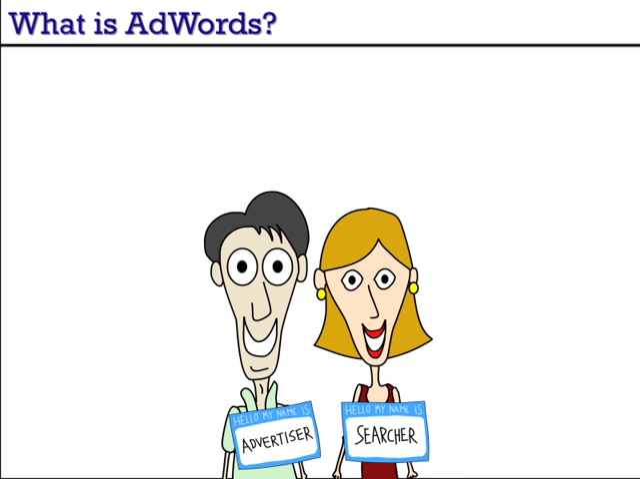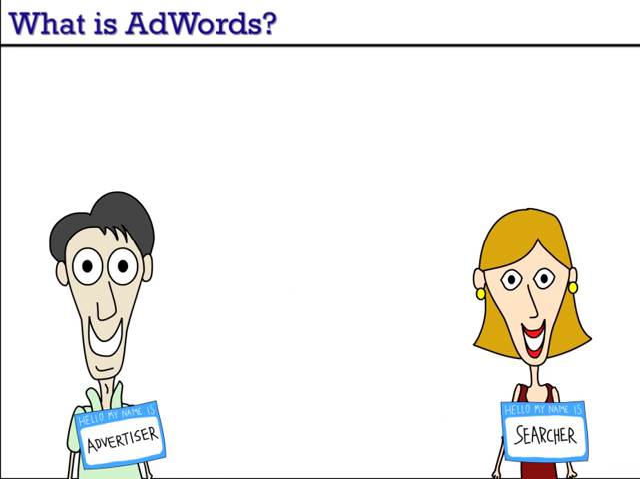But how does it work behind the scenes? How does Google know which users to connect with which advertisers? To make successful connections, Google needs to learn something about both the user and the advertiser. Learning about the user is easy. Google knows what the user is interested in because they type it into the search field. This is known as the user's search query.